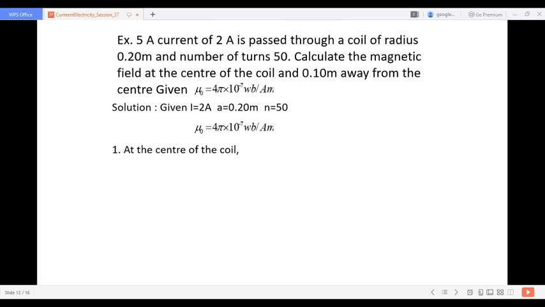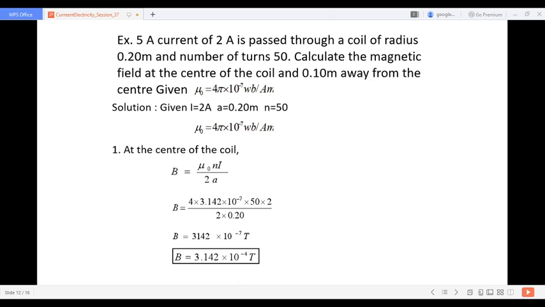So here at the center of the coil, B is given by the formula mu naught Ni divided by 2A. Substituting the values, we get 4 into 3.142 into 10 raised to minus 7 into 50 into 2 divided by 2 into 0.20. Calculation comes out to be 3142 into 10 raised to minus 7 Tesla, which can also be expressed as 3.142 into 10 raised to minus 4 Tesla.